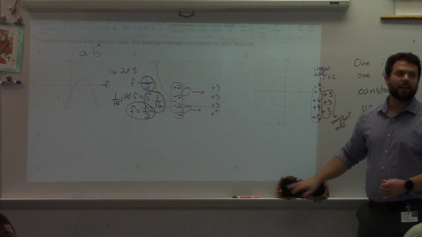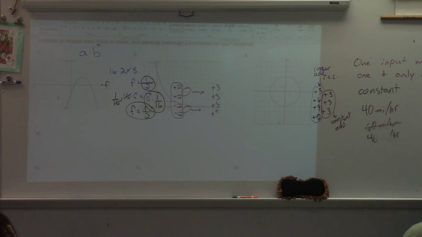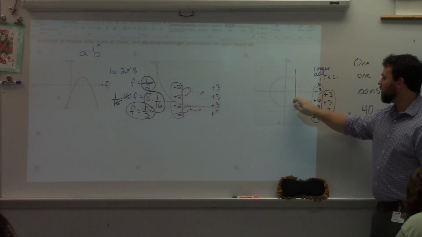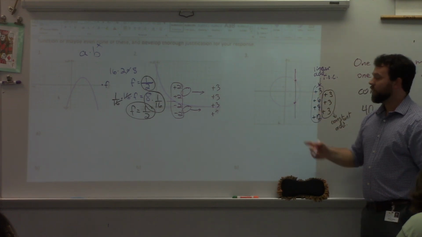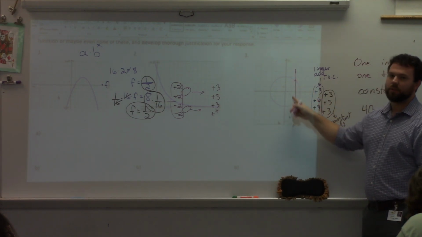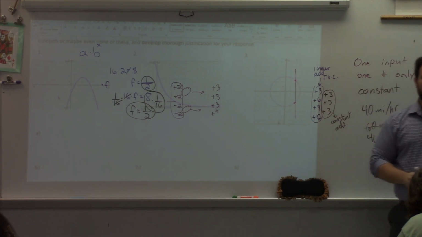It is not a line. It is not an exponential curve. It's not a parabola. That's none. It's also not a function. So remember, you can talk about vertical line tests with graphs. A lot of us did that pretty successfully. But remember, all a vertical line test is doing is testing that one input. This one input has how many outputs? Two. That's why this is not a function.